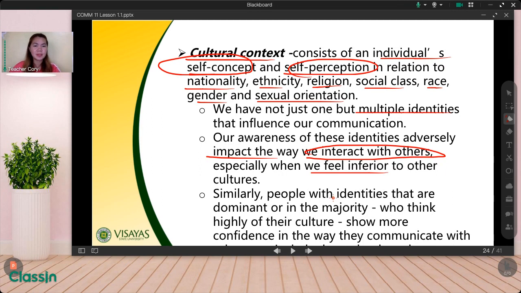Okay. Similarly, people with identities that are dominant or in the majority, who think highly of their culture, show more confidence in the way they communicate. When we are using English, sometimes we tend to be more confident and dominant because, hey, I know English and I can speak English so well. There's actually a certain prestige in language. Those people who are quite rich try to dominate conversations by using English. I don't know if you noticed that, but that's actually happening in some contexts.